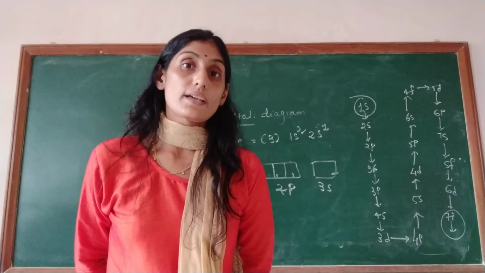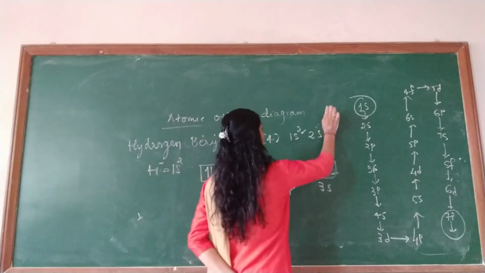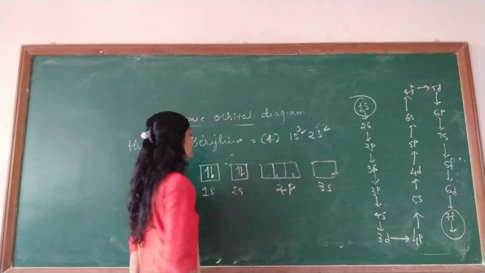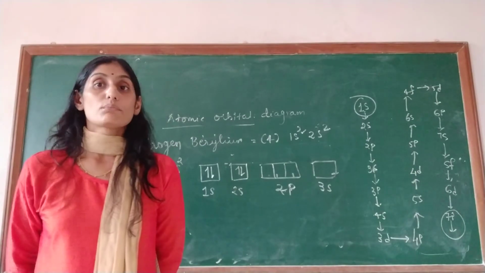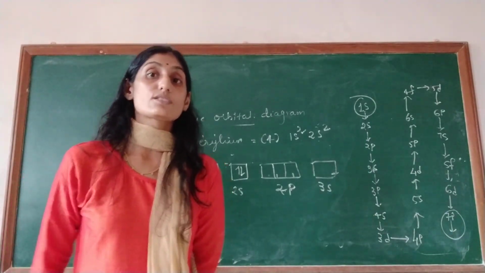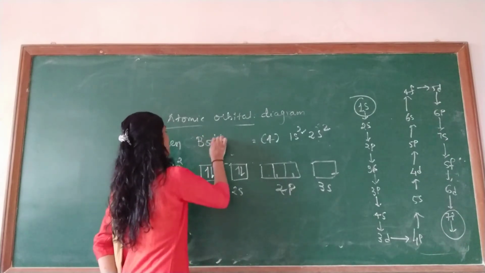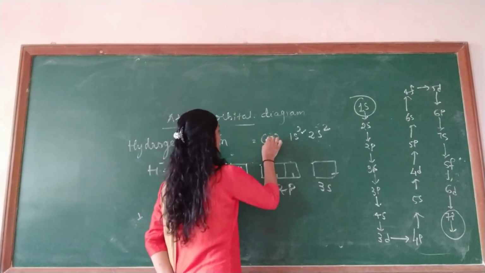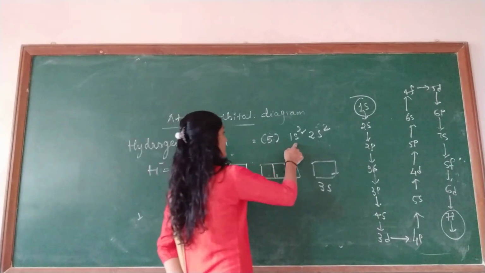Beryllium has 4 electrons, so 1s2, 2s2. So this is the atomic orbital diagram for beryllium. After beryllium we have the fifth one, that is boron. What are we doing for boron? Boron contains 5 electrons. Now we have 1s2, 2s2.